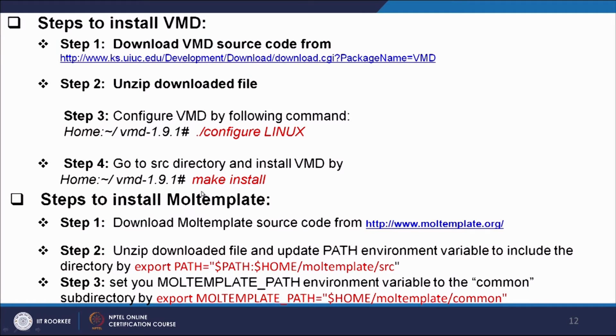Similarly, for Moltemplate, for the initial topology and configurations, you have to download it from this website, www.moltemplate.org. Then unzip it and set the path of the environment variable. You have to include this path in your environment variable: export PATH=$PATH:$HOME/moltemplate/src. And at the end you set the Moltemplate environment variable to the common subdirectory by export MOLTEMPLATE_PATH=$HOME/moltemplate/common.